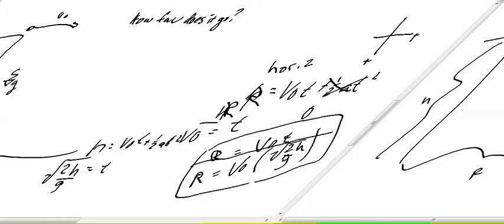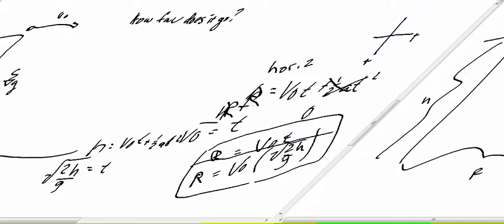So for the horizontal, we solved range, which is r equals v naught times the square root of 2 times height divided by gravity. Yeah, you got that's the answer. How did you get there? How did I get there? I had to.